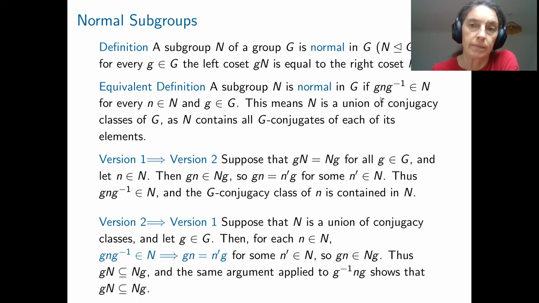So using that interpretation of the definition of normality, for example, one can see that the center of a group is always a normal subgroup because it consists precisely of those conjugacy classes that have exactly one element in them.